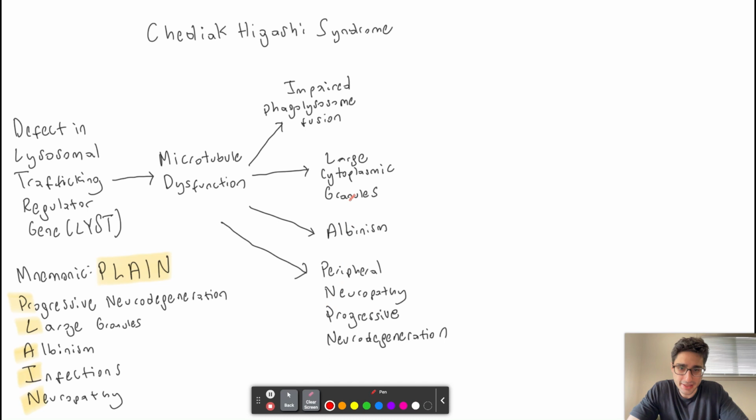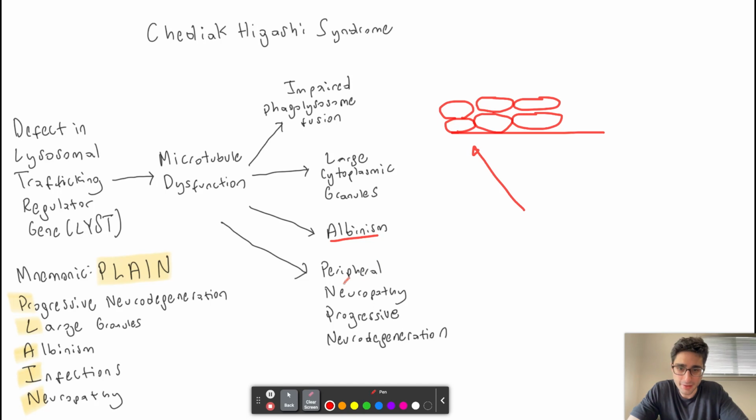Now, it's the same idea with the albinism that we see in these patients. So imagine that this is the epidermis, and in the epidermis we have these keratinocytes. In order for us to see pigment, we need to send melanin into these keratinocytes. Because there is a microtubule dysfunction, we're not able to bring melanin into these cells. As a result, that is going to cause albinism.